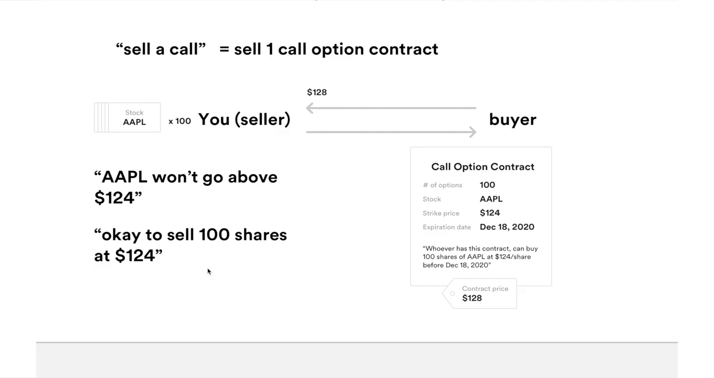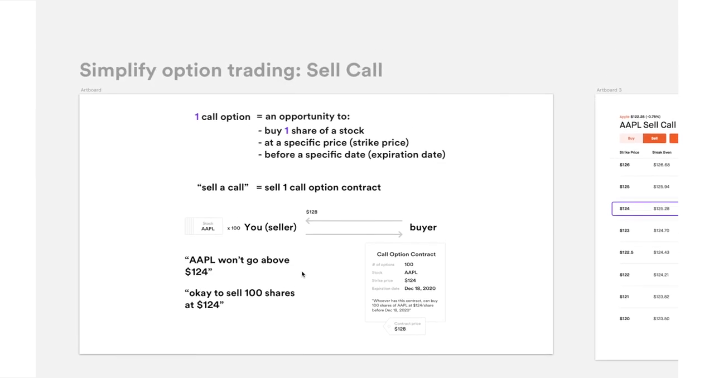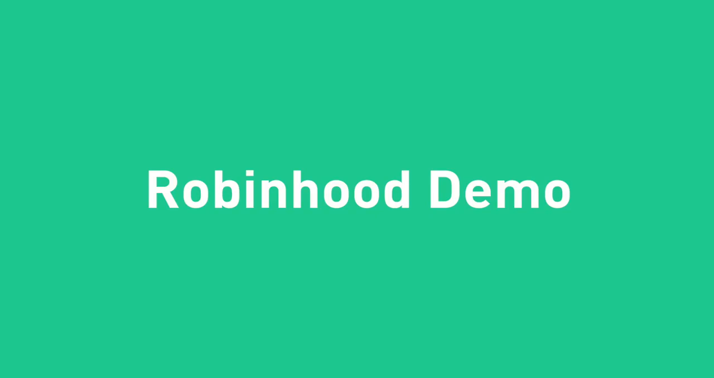You're all good. Another way to think of this is you don't mind selling your shares at 124. You're not really attached to your shares of Apple. It's fine with selling them. Then you can sell a call option stress-free. So now you have understood the very basic fundamentals of sell call. So now let's go to Robinhood and see how you can sell a call on there.